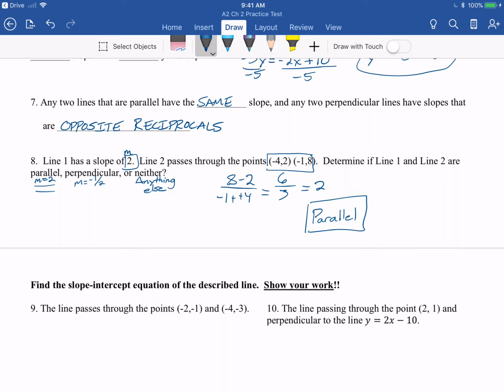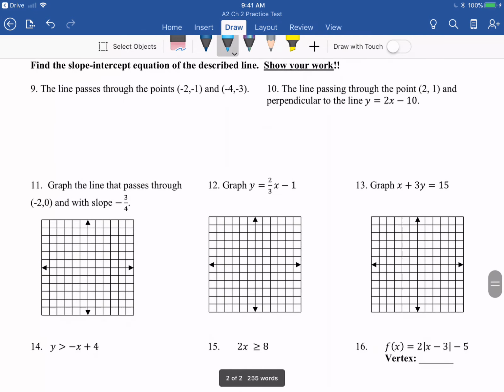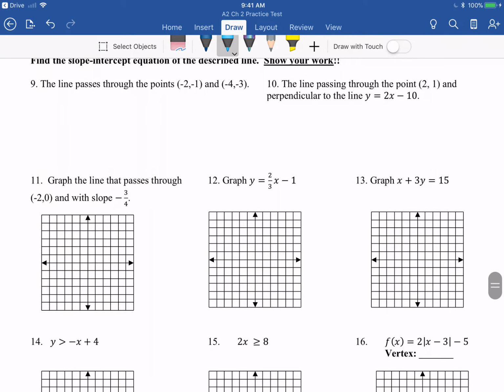Awesome. Good, good, good. All right, as I jump onto the back here, there's a lot of different graphing problems. These top two, number 9 and 10, are kind of the ones that trick people up in the past. Hopefully you guys will do better on these.